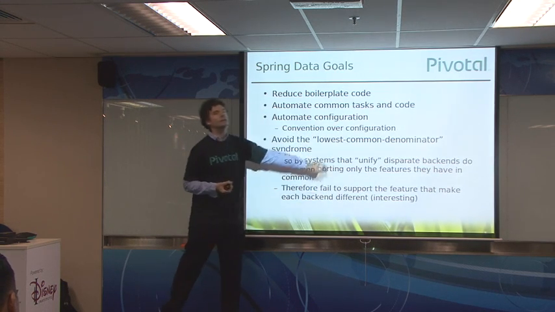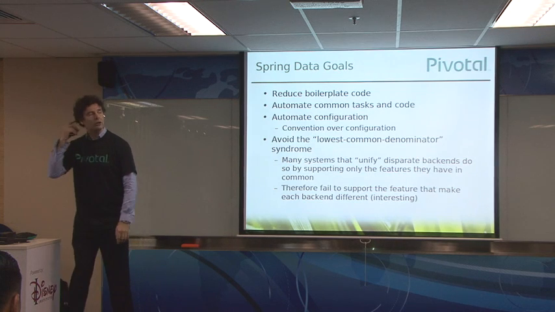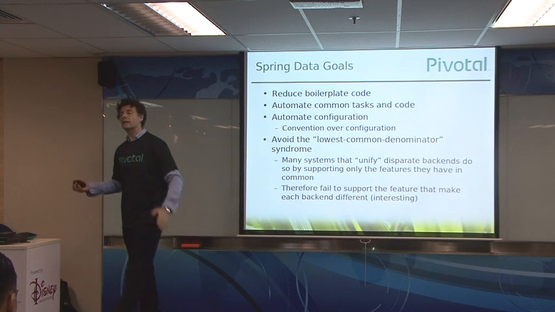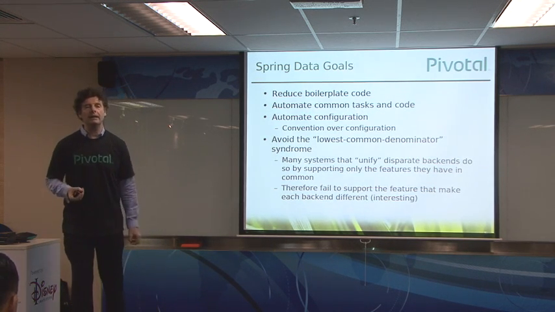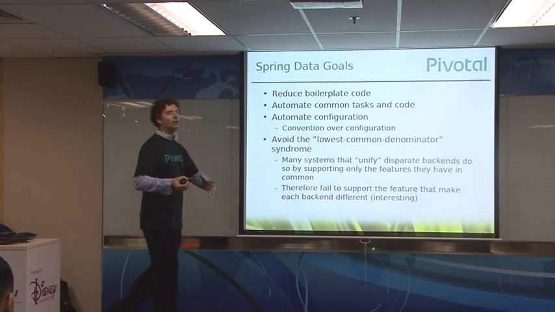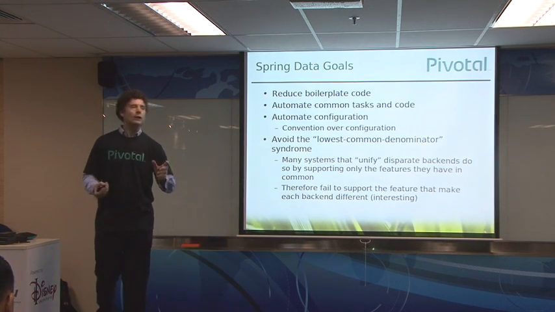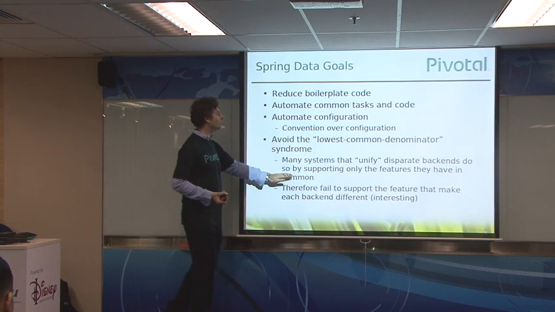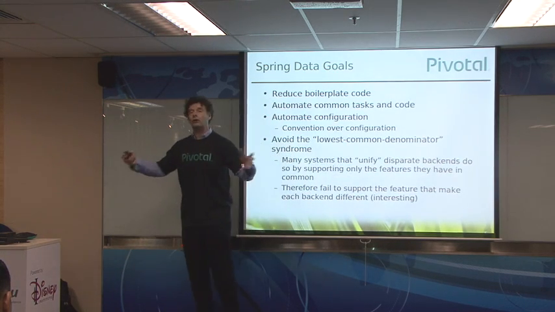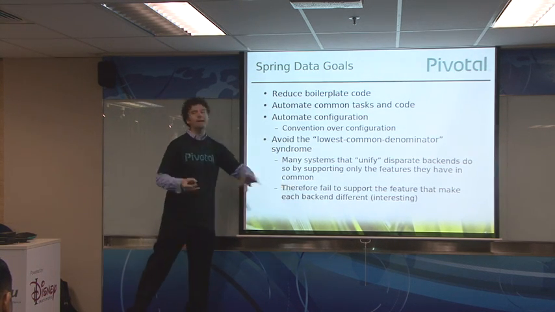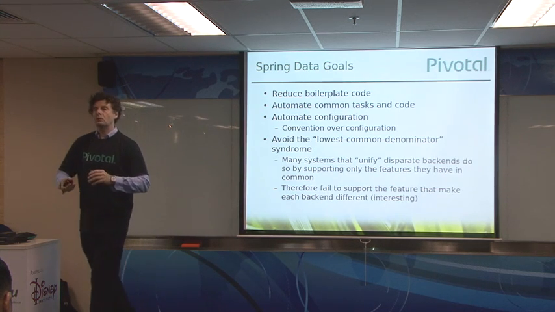The real genius in Spring Data, from my view, when I first saw it, was that it avoided the lowest common denominator syndrome. So yet another layer over multiple data backends. Yeah, right. Anytime I've seen a unifying system, the common problem is that they all manage to support only the features in all the backends that are in common, which means that they ignore the features which make the backends different, which is what made them interesting.